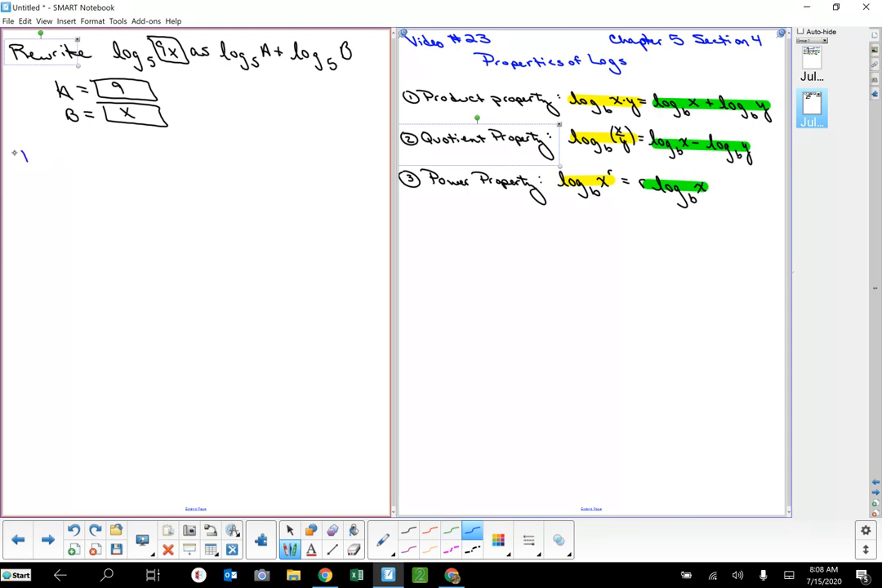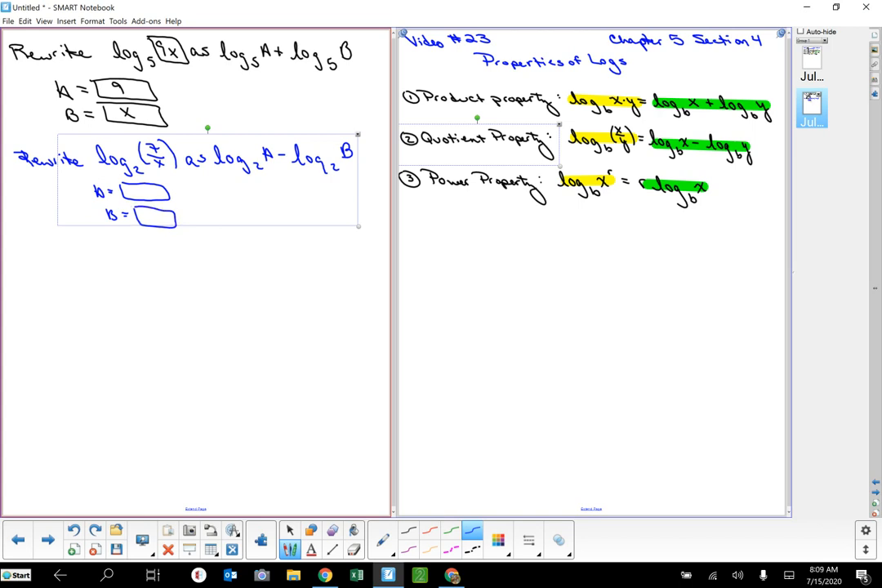The next one, rewrite log base 2 of 7 over x as log base 2 of a minus log base 2 of b. A equals and b equals. All right, again, looking back at the quotient property, your x is the top, y is the bottom. X is the top, which is a, and y is the bottom, which is x.